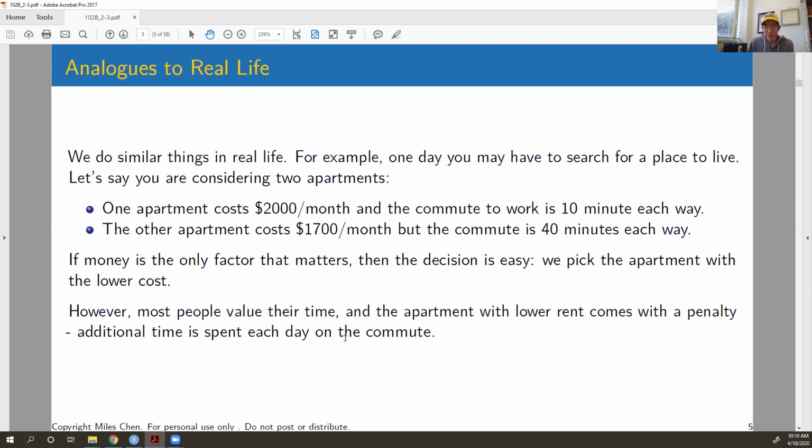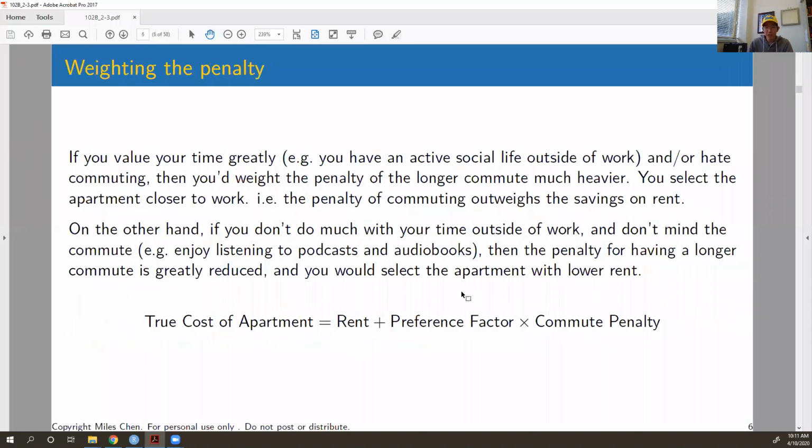The $1,700 a month apartment is going to cost you an extra hour a day in terms of commute time, and the question is, is that worth saving $300 a month? If money is the only factor that matters, then it's easy. You just pick the apartment with the lowest cost. But most people value their time to some degree, and the apartment with lower rent comes with a penalty in that you have to spend an extra hour a day on the commute. This is 20 minutes commuting each day, this is an hour 20 commuting. So you're spending an extra hour.